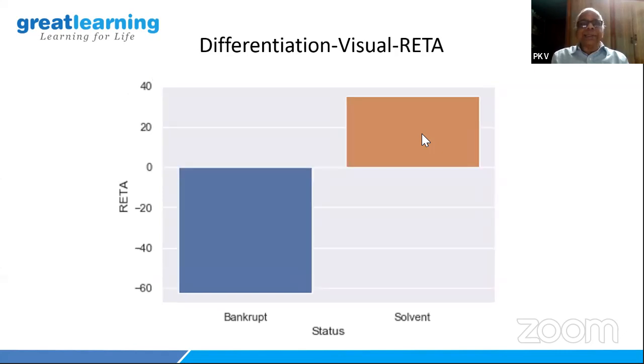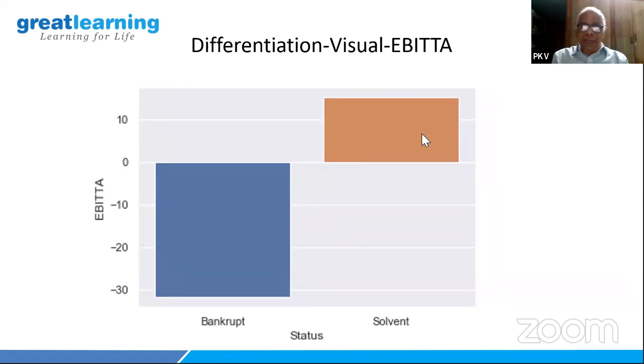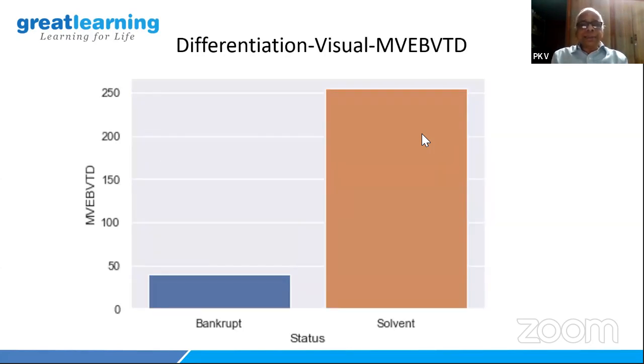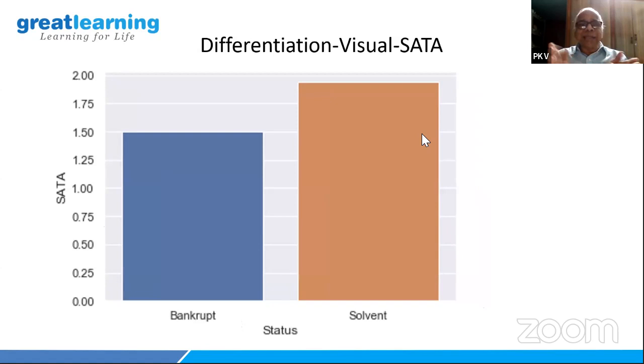And then, similarly, you take retained earnings. There's a vast difference between the bankrupt and the solvent company. Then the third one, earnings before interest and tax, similar story. Solvent company is far ahead of the bankrupt companies. And then the market value of equity to the book value of the total debt outstanding, you see that the differentiation is very sharp. The last one, SATA, as we have seen, there is a difference, but it's not substantial.